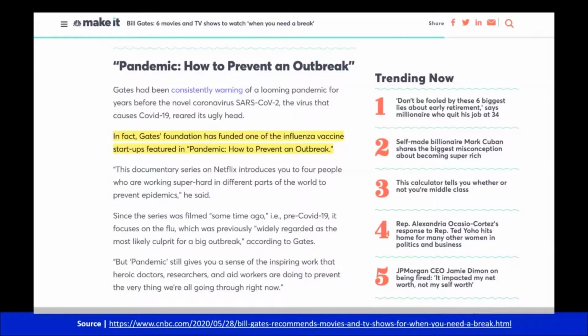So here's an interesting thing I caught. It's called Make It. Bill Gates, 6 movies and TV shows to watch when you need a break. So halfway through the coronavirus, this is May the 28th, Bill Gates comes out with a bunch of movies you can watch to help destress yourself. How about this one? Pandemic, How to Prevent an Outbreak.